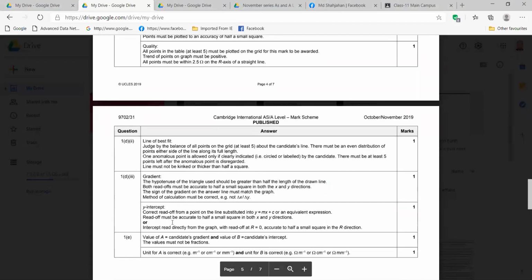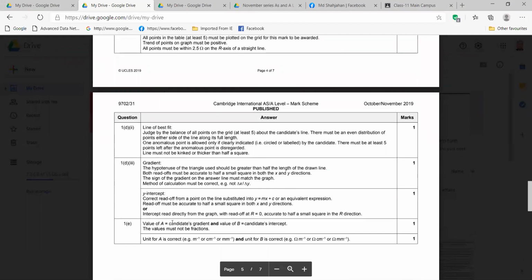1D2. Line of best fit judged by the balance of all points on the grid, at least 5 above the candidate's line. There must be an even distribution of points either side of the line along its full length. One anomalous point is allowed only if clearly indicated, that is, circled or labeled by the candidate.